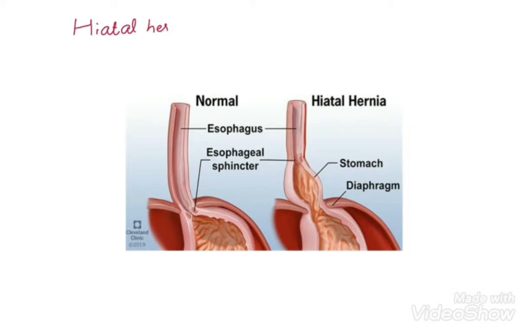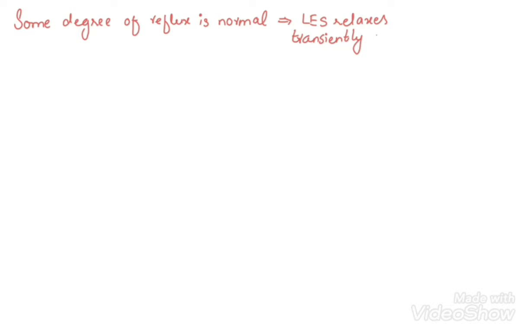Hiatal hernia is a cause of GERD because normally the lower esophageal sphincter is wrapped around by the hiatus of the diaphragm. In hiatal hernia, it moves up and GERD can occur. Note that some degree of reflux is normal, as we all have experienced. This occurs when the LES relaxes transiently during food digestion to release the air swallowed. It is also known as belching.